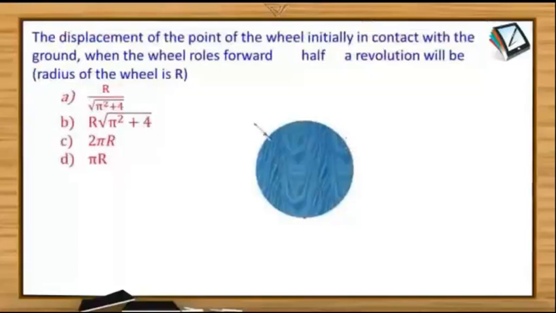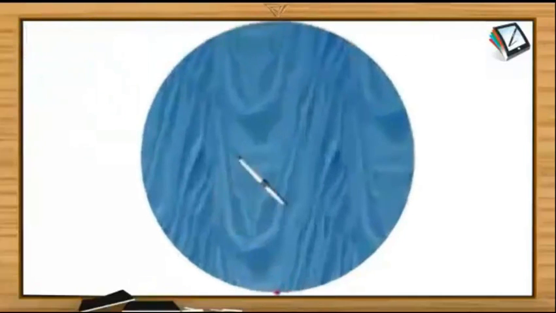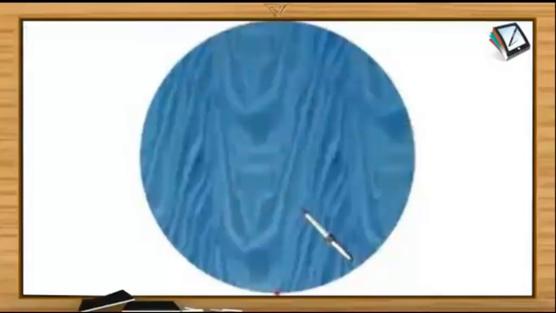So when the wheel rolls forward half a revolution, we have to find the displacement of the point of the wheel initially in contact with the ground when the wheel rolls forward half a revolution will be. We have to select one of these options. So what it's saying is that it rotates by half a revolution and moves forward.